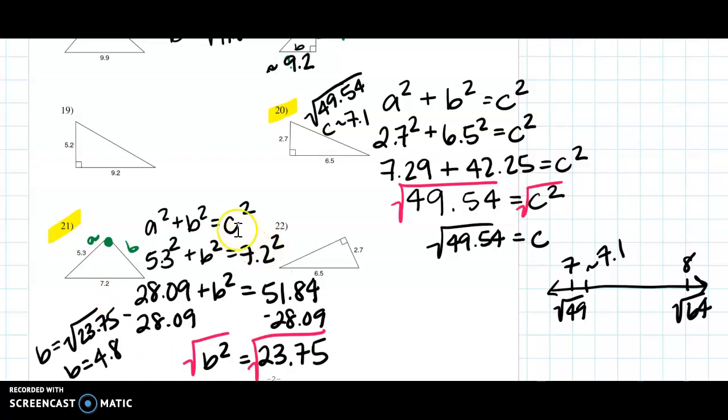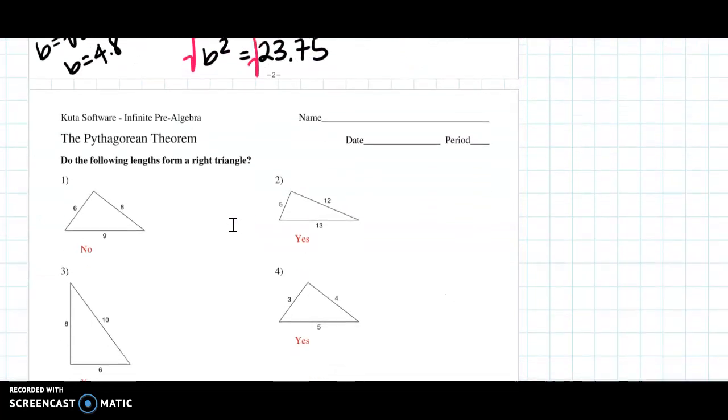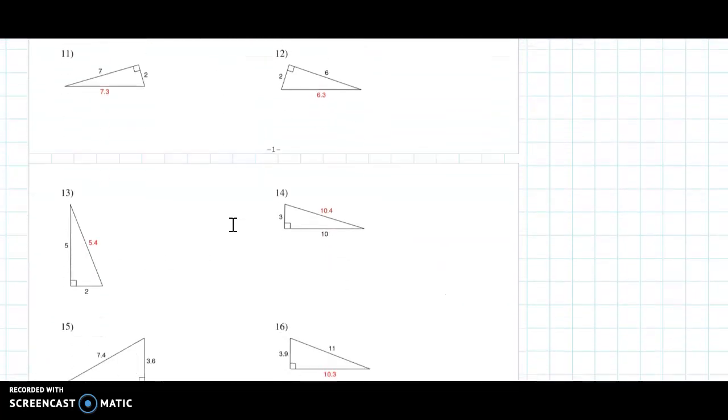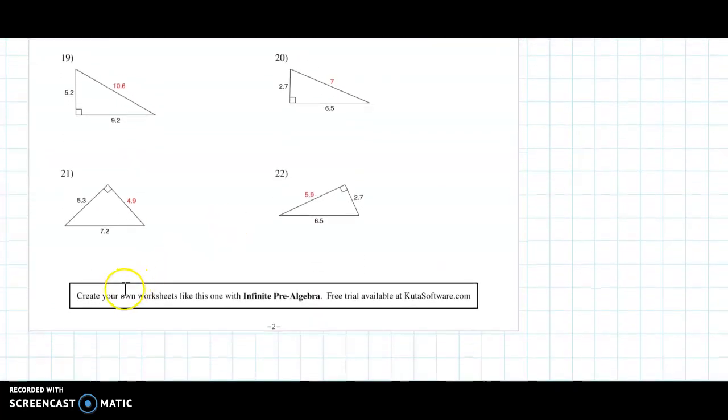I'd like for you to try the rest of these problems on your own and check your work using the answer key. Please let your teacher know if you have any questions.